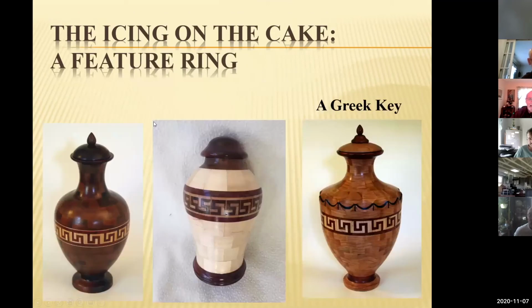Okay, another way to do a feature ring is the Greek key. Here's the piece that I showed you earlier, the Greek key amphora. Here's another piece that's on the rack behind me in my room. Here's one that Ron Ford in the Baltimore area Turners made, with the Greek key kind of facing in the other angle.